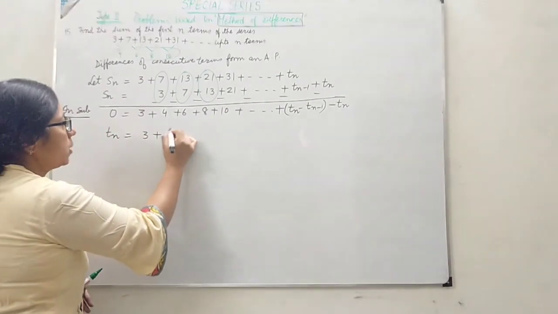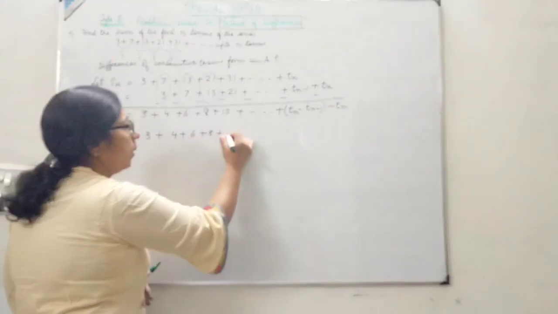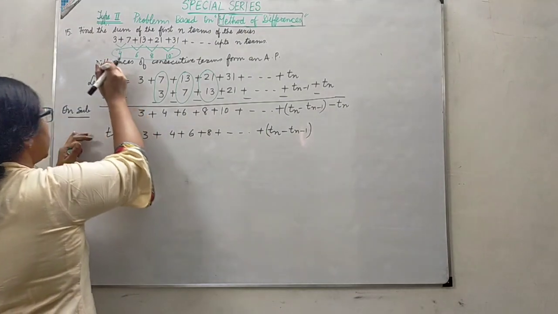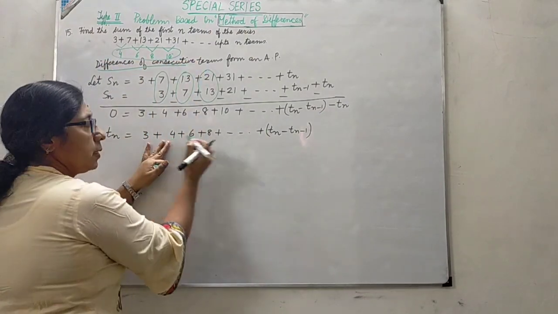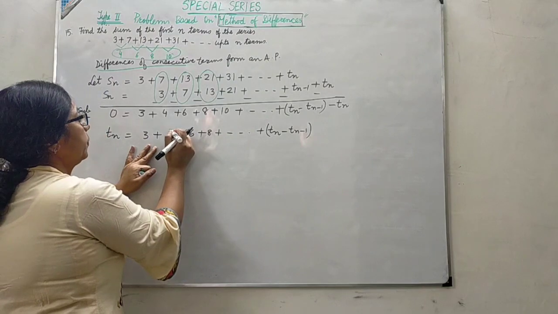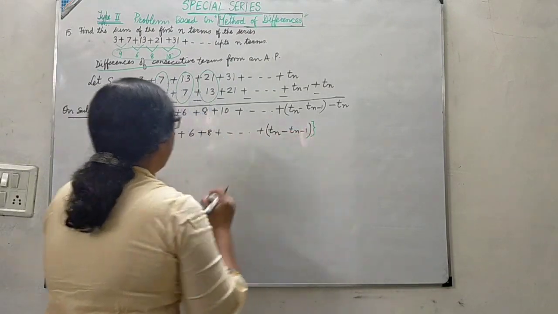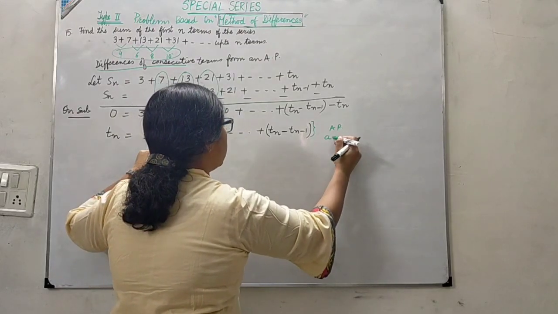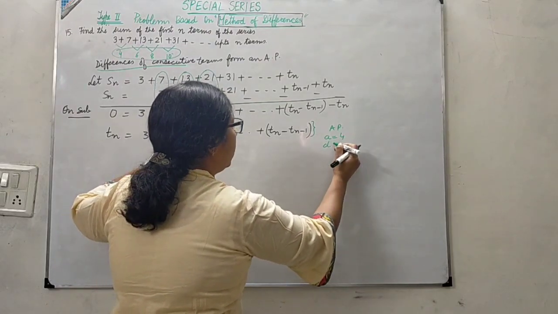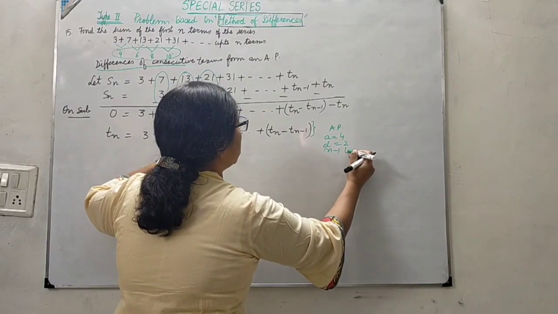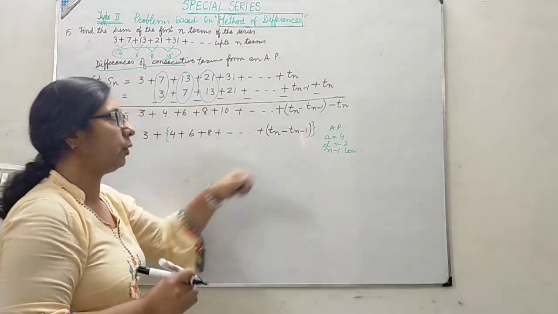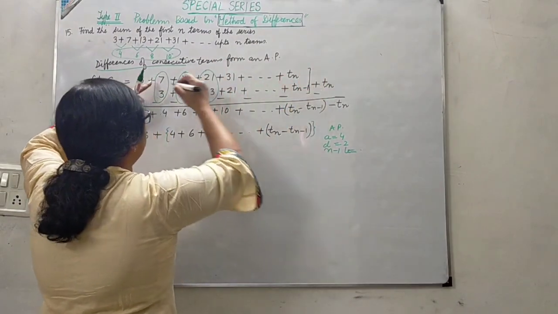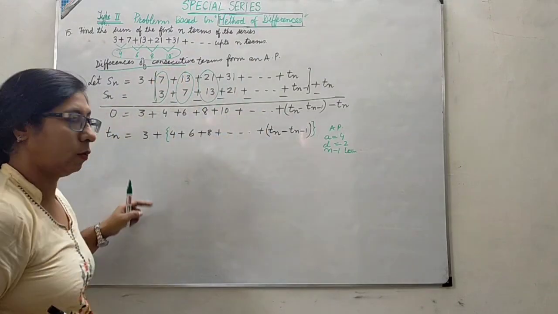Now this is 3 plus 4 plus 6 plus 8 up till this. But you can see that these are all the differences of consecutive terms. So means these are all forming an AP in the bracket, and here I can say that this is AP of first term 4 and common difference 2 and n minus 1 terms. Why n minus 1 terms? I have told you earlier as well. There are n minus 1 differences we have taken because of shifting one term to right.